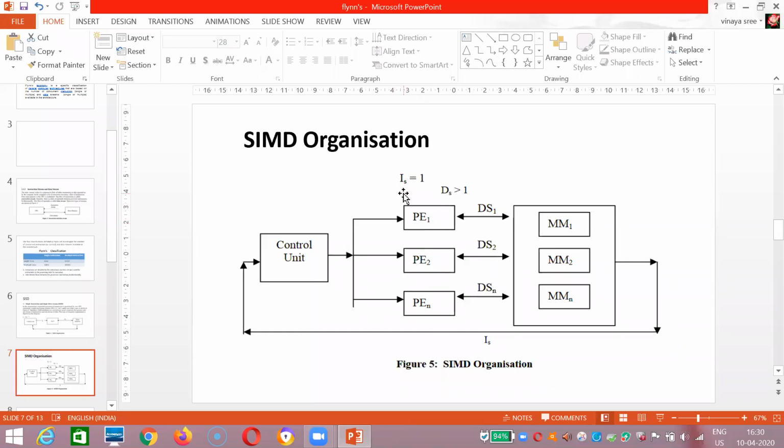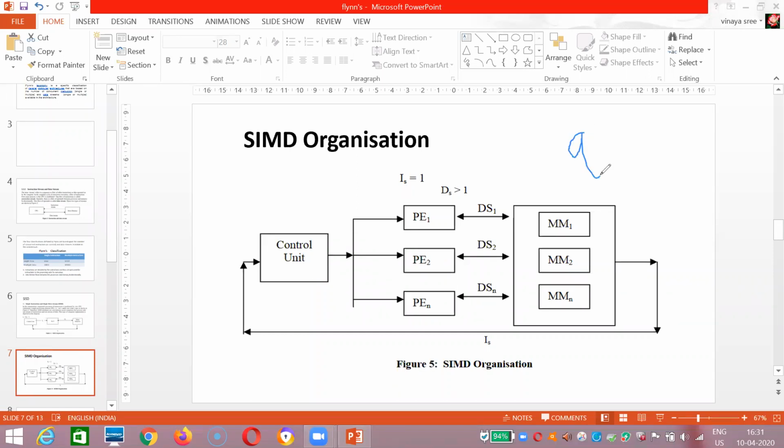IS indicates the instruction stream. Here we have a single instruction, so it is equal to 1. As there is multiple data, the data is greater than 1. Let us consider the same example as before. What example did I consider? C equals A plus B. Let us consider A plus B.